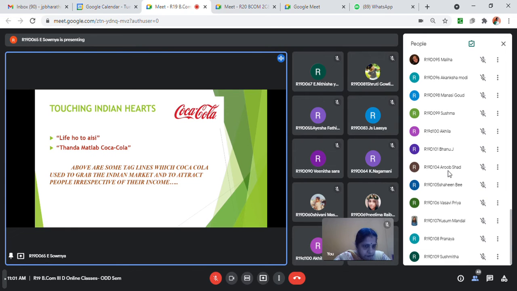Coca-Cola touching Indian hearts with some slogans. Life ho to aisi, Thanda matlab Coca-Cola. Above are some taglines which Coca-Cola used to grab the Indian market and to attract people irrespective of their income.